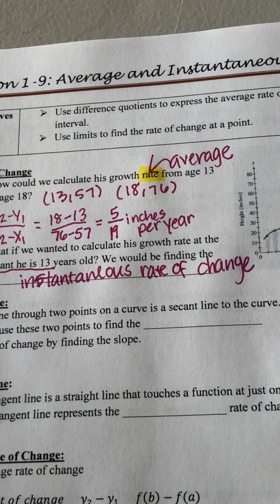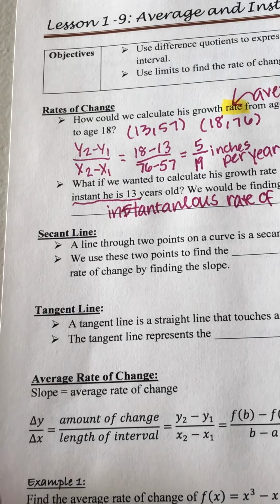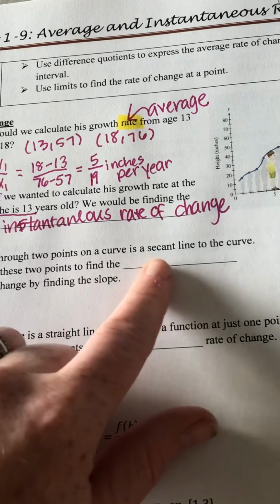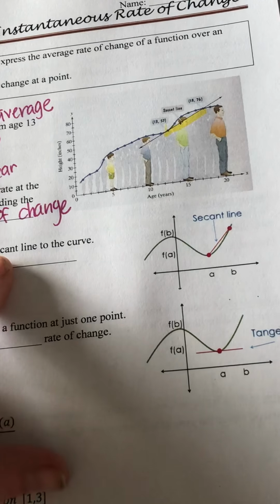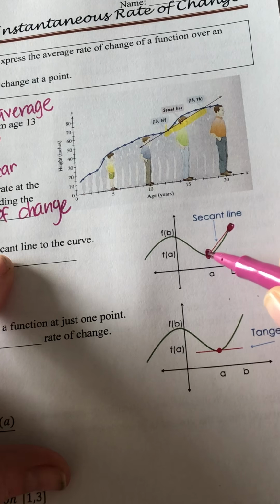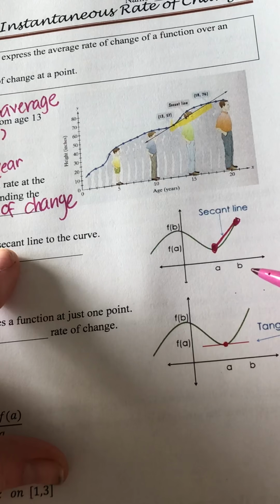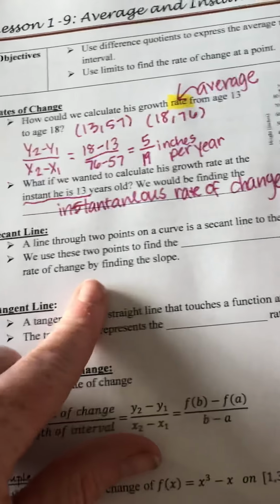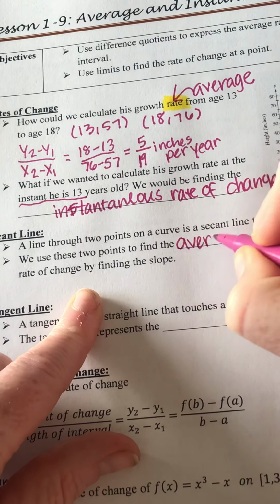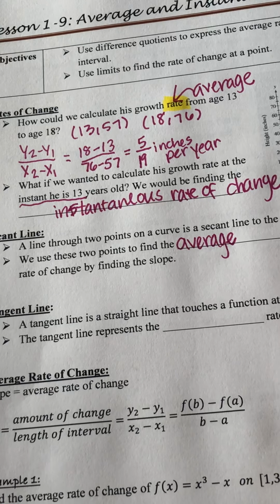Okay, so secant and tangent lines are important in finding rates of change. A secant line through 2 points on a curve is a secant line to the curve, is right here, to the right. Okay, so it's not hitting the curve, it's going through 2 points. And in this case, A and B, that's called a secant. So we're gonna use these 2 points to find the average rate of change by finding the slope of that secant line.